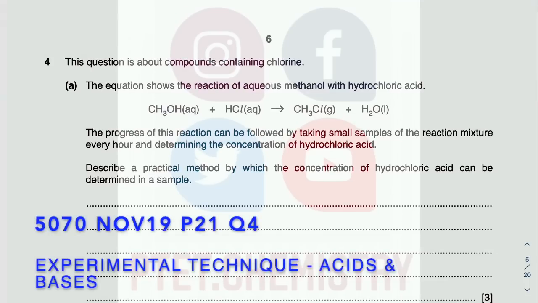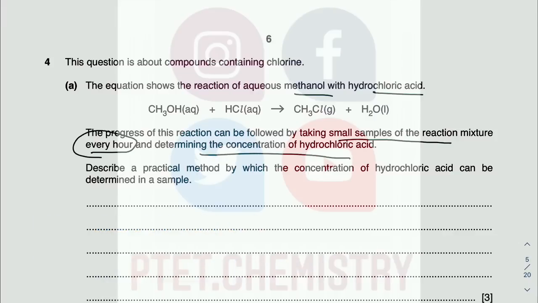Next question. You react methanol with acid. The progress of this reaction, you can take a small sample every hour, and then you work out the concentration of hydrochloric acid. HCl is a reactant. As HCl reacts, the concentration of HCl will go down. Every hour, you will expect the concentration of HCl to go down. If the reaction is completely complete, there will be no more HCl. If there's no more HCl, when you take out the small sample of the reaction mixture which contain no more HCl, then there will be no more HCl.